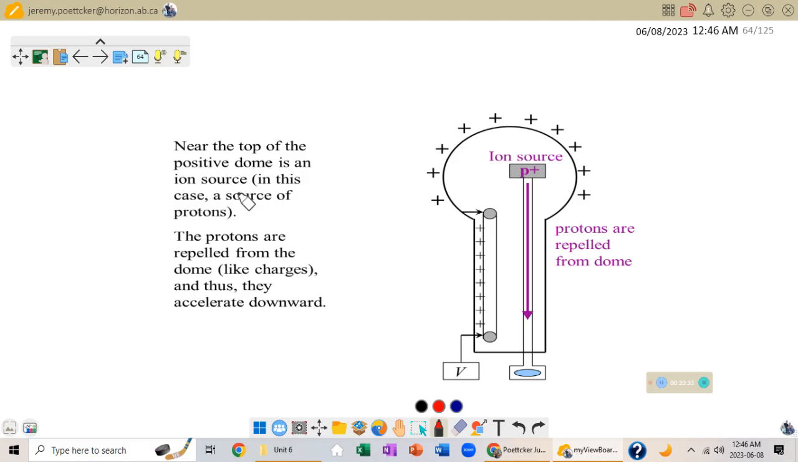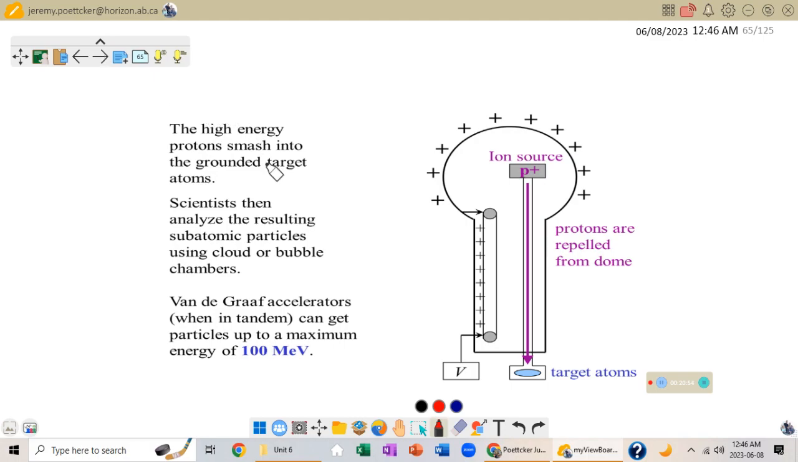Near the top of the pressure dome is an ion source, in this case a source of protons. Protons themselves are repelled from the dome, they're like charges, so we've got an ion source up here, and they're repelled by all of the positive charges here, so they accelerate downwards. High energy protons smash into the ground and target atoms at the bottom, and then scientists could analyze the resulting subatomic particles using cloud or bubble chambers. Van de Graaff generators or Van de Graaff accelerators, when in tandem, can get particles up to a maximum energy of about 100 mega electron volts.